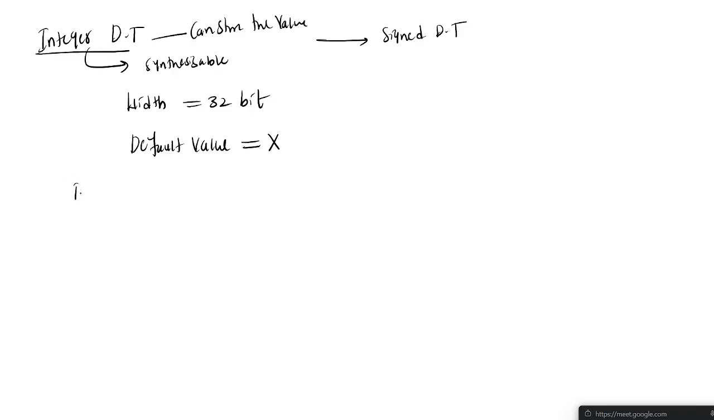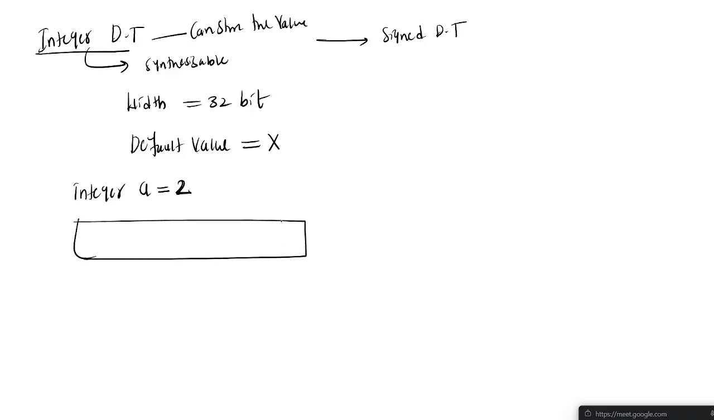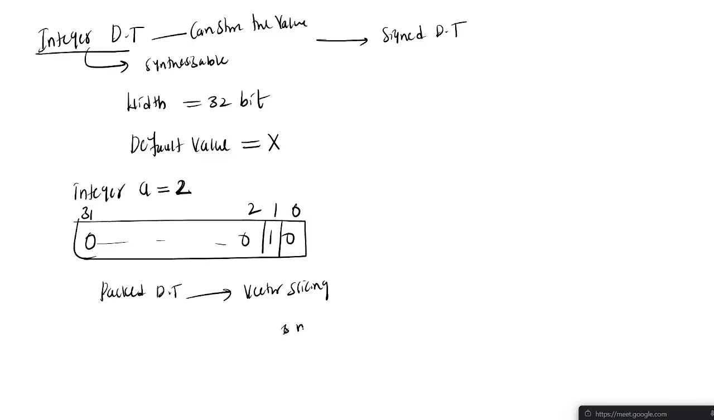Okay. Suppose if I consider integer a equal to 2. It will store like 32 bits. That means this is 0, 1 and all others are zeros. So this is the 31st bit and this is the 0 bit. So these are packed. Packed data type means vector slicing is not possible with the integer data type.